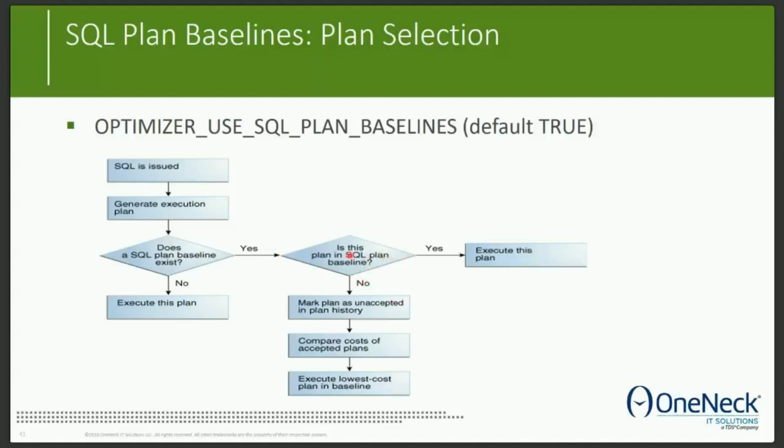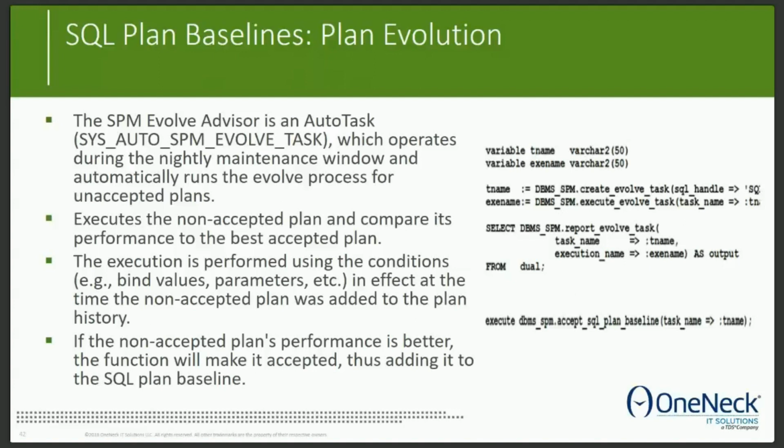If the SQL plan which is generated here is not in the plan baseline, it will mark it as an unaccepted plan in the history and compare the cost with the accepted plans, and the lowest cost baseline plan it will execute. So you have some guarantee here that it is looking at the previous history of the accepted plans and only then executing the lowest cost. That's how it prevents suboptimal plans being executed in the database. So SQL plan baselines is a good feature if you want to avoid performance issues on a stable database.